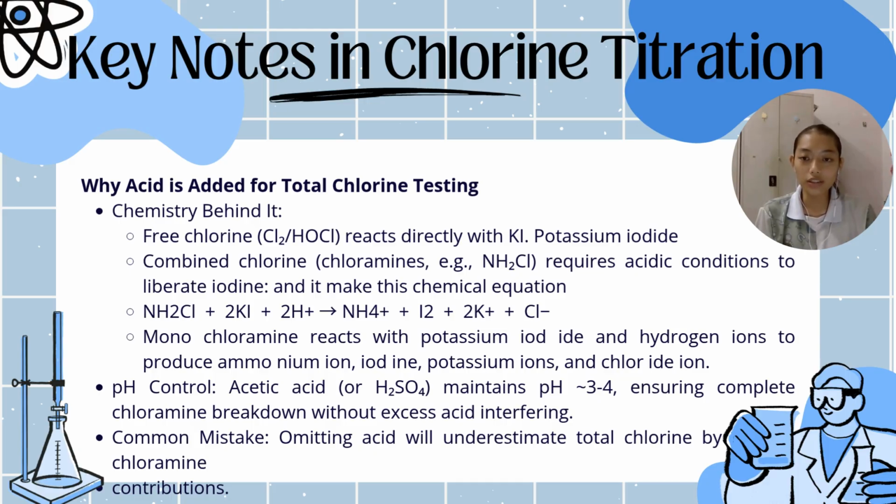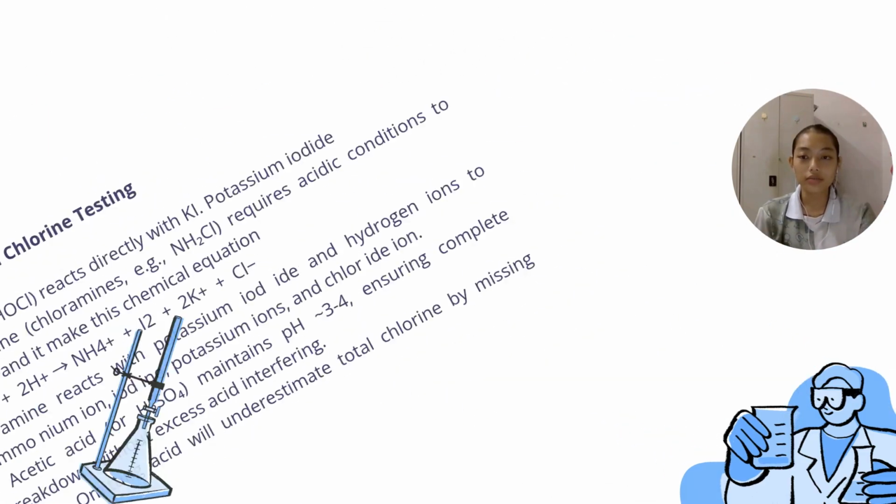For pH control, acetic acid maintains pH 3 to 4, ensuring complete chloramine breakdown without excess acid interfering. For a common mistake, omitting acid will underestimate total chlorine by the chloramine concentration.